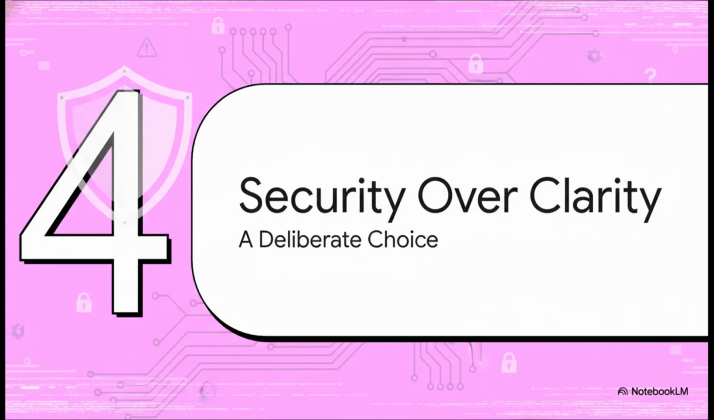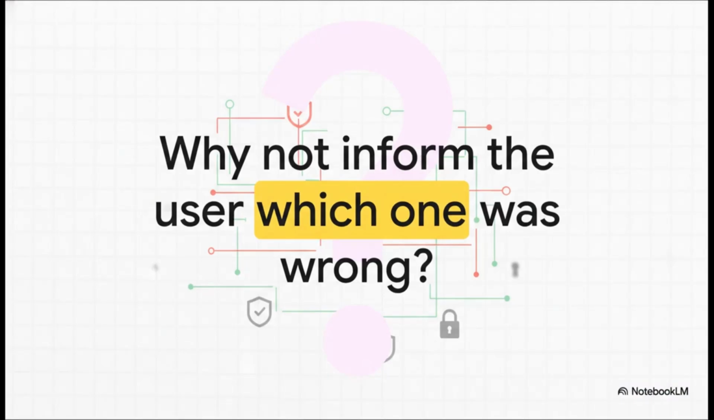Okay, so that explains the technical side of why it says you're wrong. But why is the error message so useless? Well, it turns out that's completely on purpose. It's a great question, right? Why can't it just say, hey, your username is correct, but the password isn't? That would be so much more helpful. The reason it doesn't is all about a trade-off between being helpful and being secure.